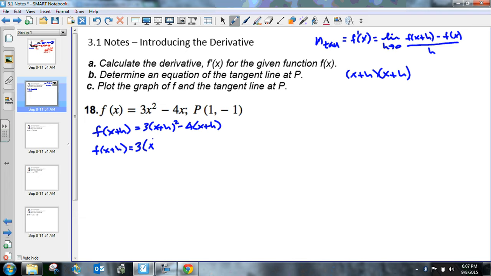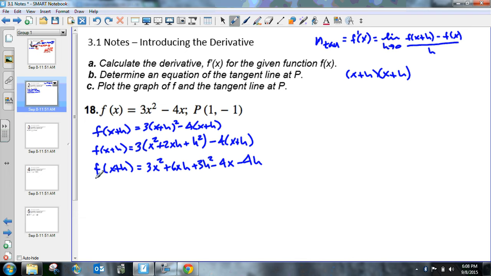You're going to end up getting x squared plus 2xh plus, what is that, h squared? And then minus 4 times x plus h. And let me go ahead and distribute my 3 and my negative 4. So I get f of x plus h is equal to 3x squared plus 6xh plus 3h squared minus 4x minus 4h. Okay, now here's the thing.